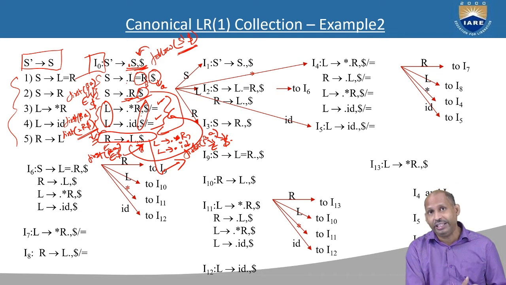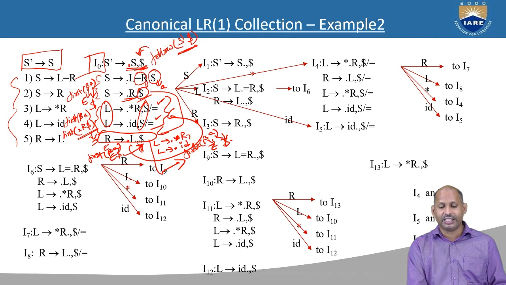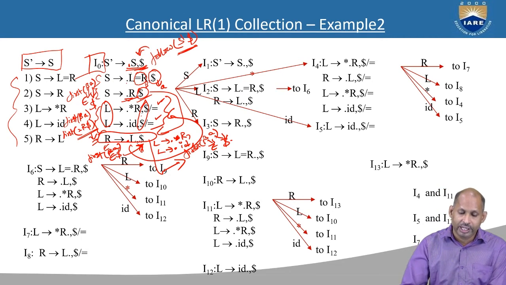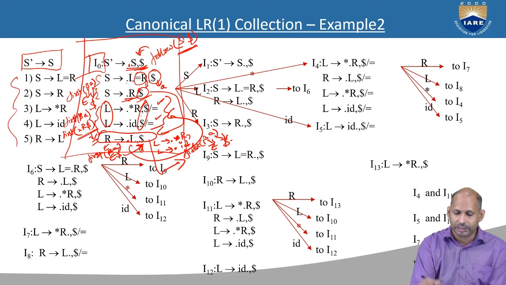So instead of writing the L productions two times with two different lookahead symbols, we have written them once. We added both symbols, dollar sign and assignment. Okay, is it clear? So finally our I naught group is completed.